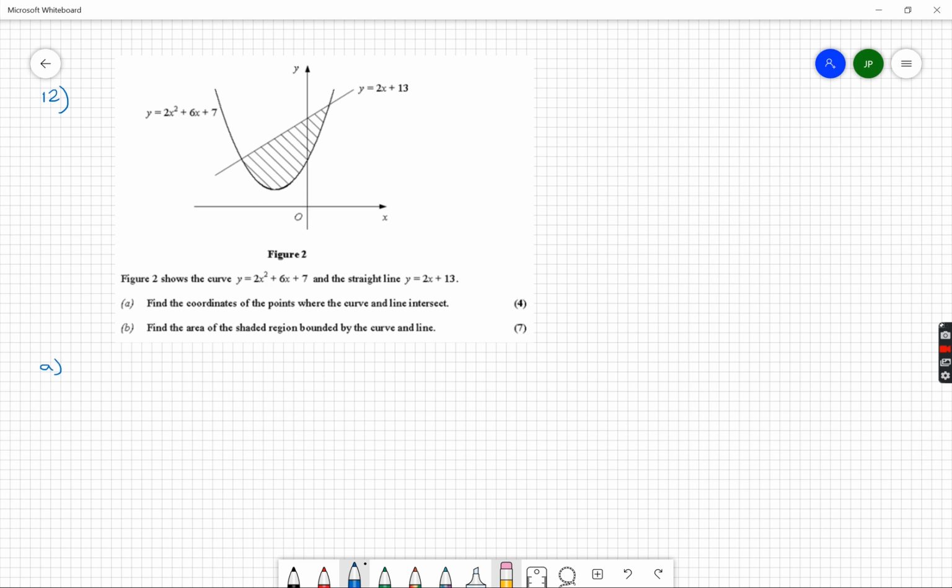So, figure 2 shows the curve and the straight line y equals 2x plus 13. Find the coordinates of the points where the curve and line intersect. Intersection of two functions, we've got to set them equal to each other. So we'll go 2x squared plus 6x plus 7 equals 2x plus 13. And we're going to solve.